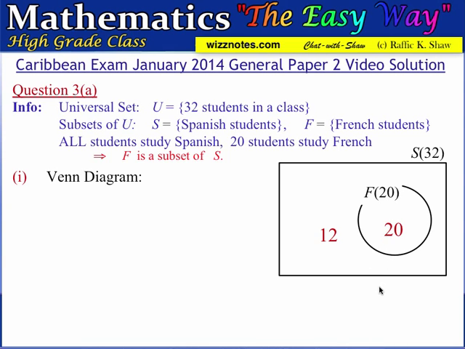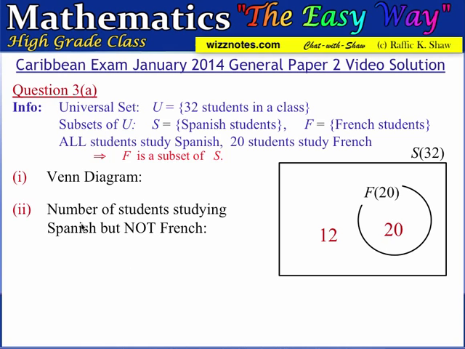Let's move down now to part 2. Part 2 is asking us for the number of students who study Spanish but not French. These are the students here, as we have calculated before. So we can just put that information in: 32 minus 20. 32 students study Spanish. 20 of those 32 students study French, and so the remaining 12 study Spanish but not French.